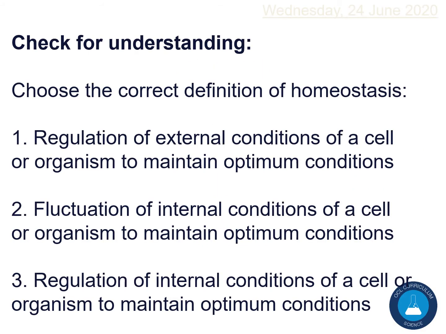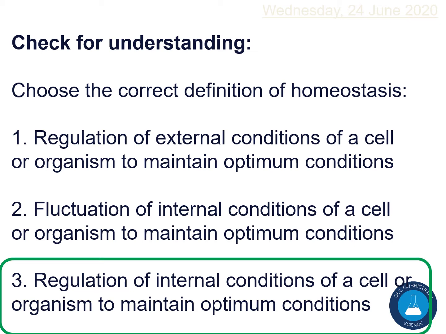So let's check our understanding. From the three options, I want you to choose the correct definition of homeostasis. Pause the video now and restart when you've chosen your answer. So you should have chosen number 3. Let's have a look at how number 3 is different from 1 or 2. Number 1 talks about external conditions, and that's incorrect. Homeostasis is about the internal conditions in our bodies or cells. Number 2 uses the word fluctuation as opposed to regulation. Fluctuation is something going up and down and changing constantly, but we're talking about regulation, so keeping something at a set level.